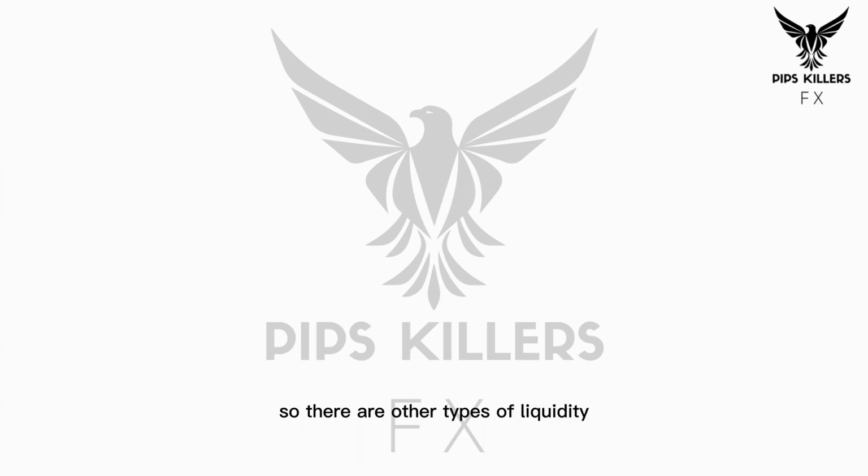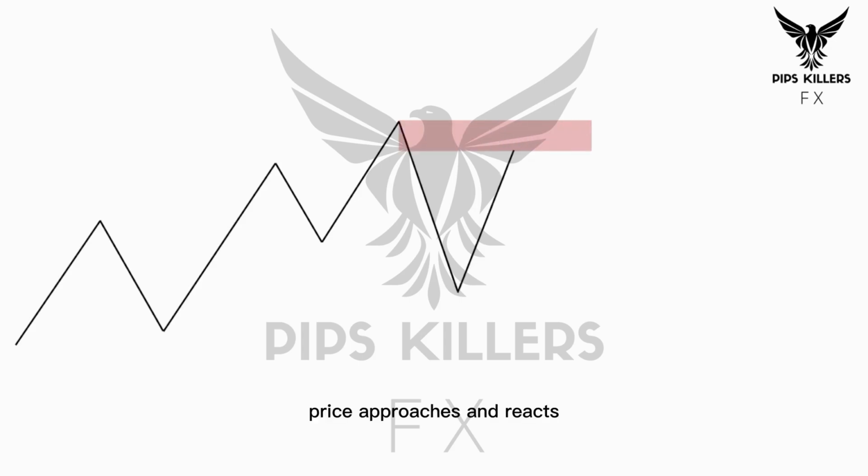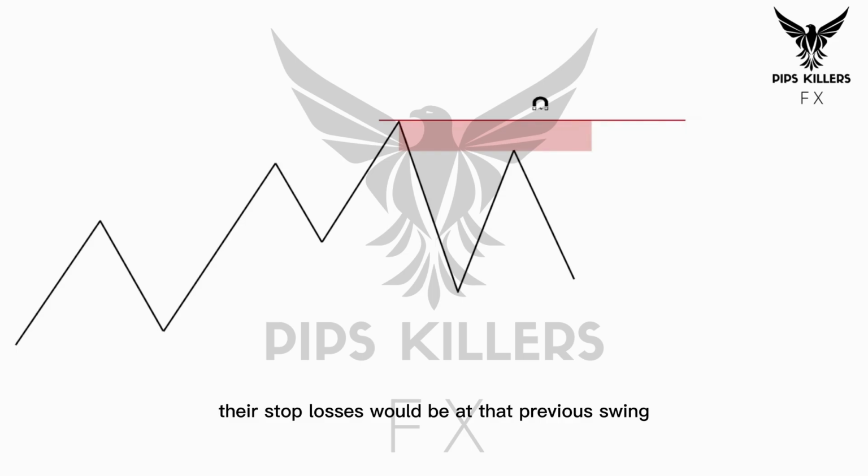So there are other types of liquidity. In this example, we're going to cover the FTB, filter break. Here's your point of interest. Price approaches and reacts. So anybody that's sold at that point of interest, their stop losses would be at that previous swing. And this swing will act as a magnet. So price will eventually visit this area to absorb the liquidity.